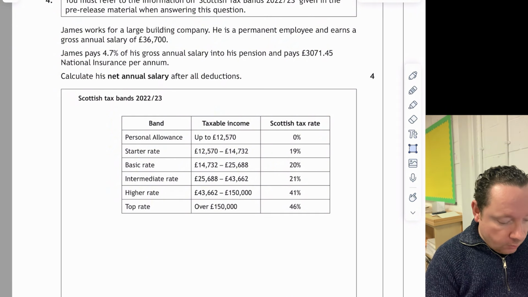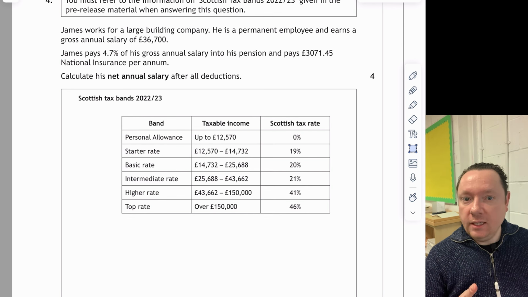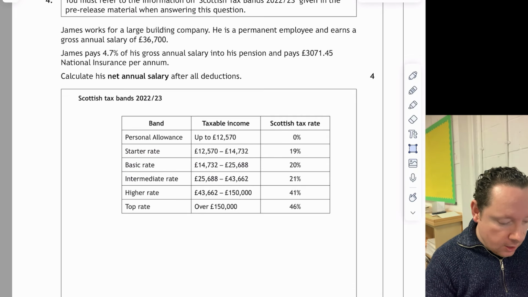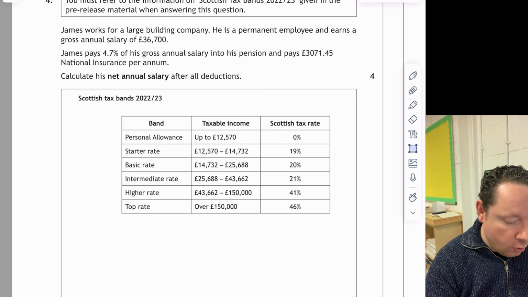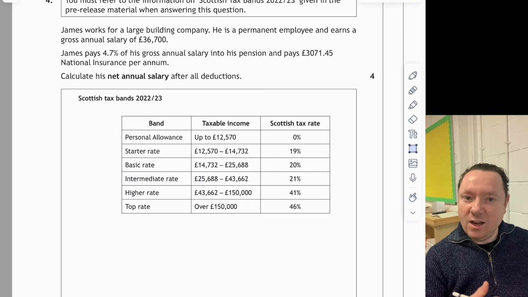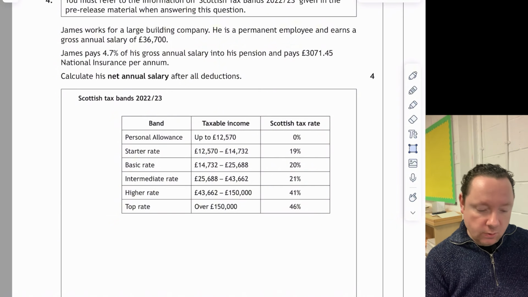Now, we have to work out his tax. Remember, this is one key thing. If you're working out someone's tax, you take the pension off first. If you don't do that, you're going to lose a mark. So taking off his pension, I need to take away 4.7%. Two ways to do that. Just work out 4.7% and then take it away. Or I'll always use multipliers when I get to Higher.